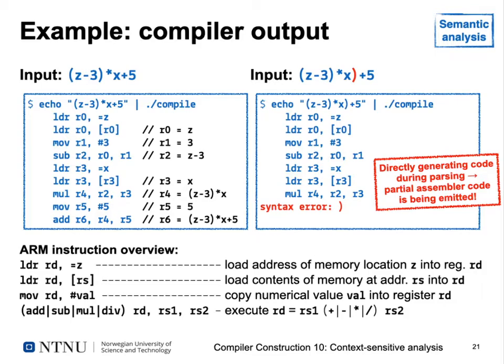So let's take a look at what our compiler outputs. Yes, it really outputs valid assembler code. The first is a valid expression here: bracket z minus 3, closing bracket, times x plus 5.